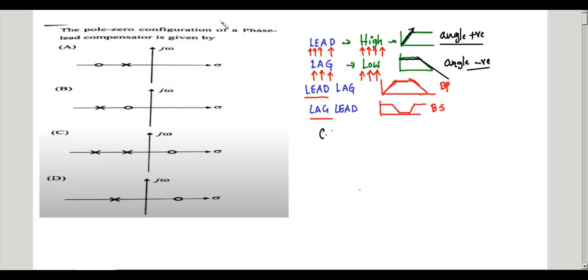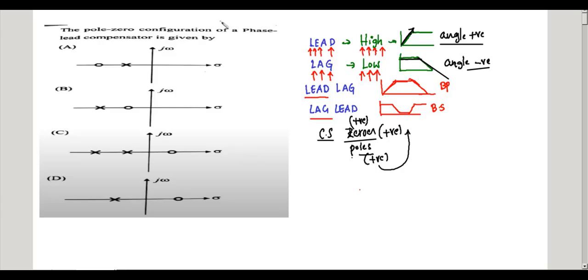In control system, we have zeros in the numerator and poles in the denominator. Zeros give the positive angle; poles, if they come to the numerator, give negative angle. Okay, if I take one order, zero gives the angle positive, poles also give positive angle, but if they go to the numerator, they will give negative angle. That means poles give the negative angle.